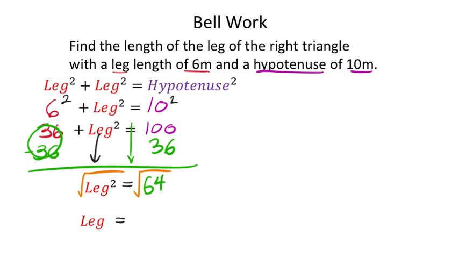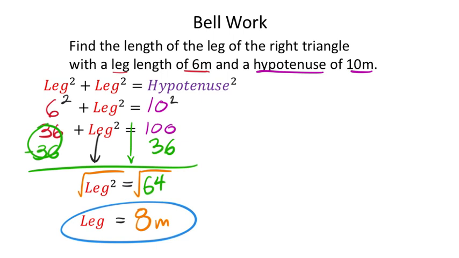So 1 number times itself is 64. It's 8. So the second leg, or the missing leg, we just found, the value is 8. We'll label it in meters, and that's it. So that's using the Pythagorean theorem to find a leg.